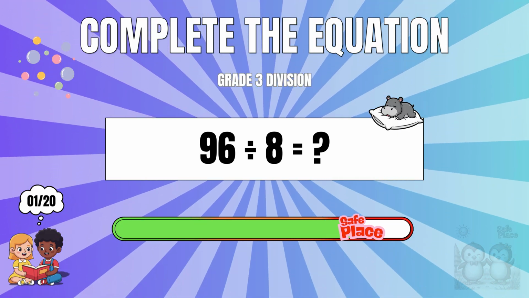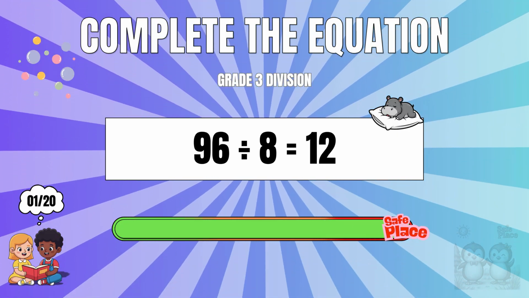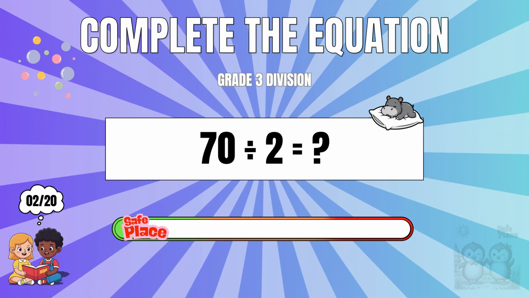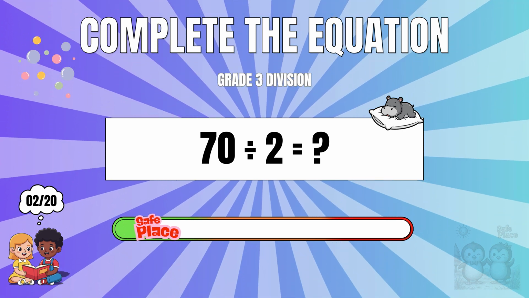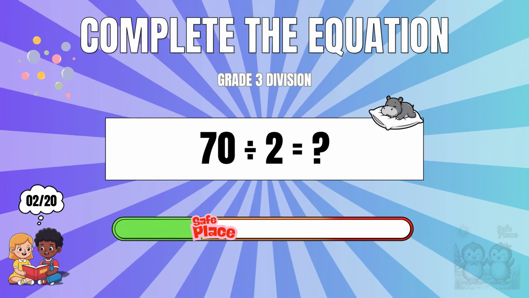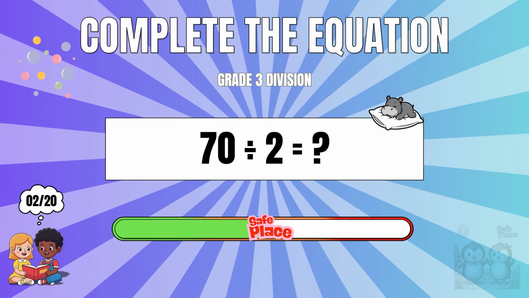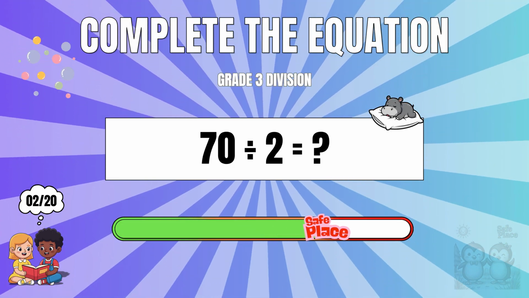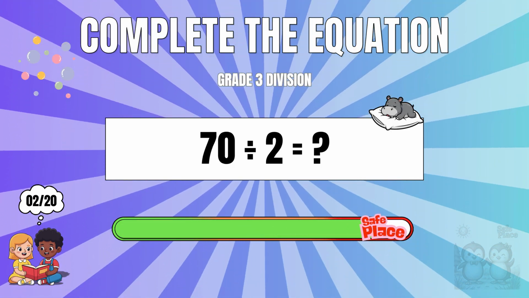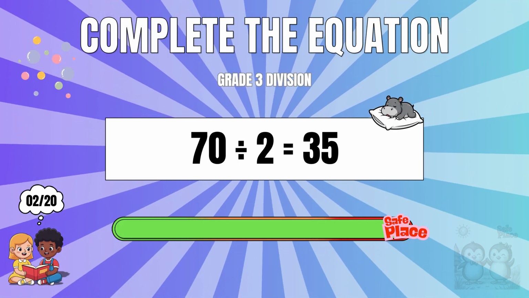Three, 2, 1. Well done! It's 12. Can you solve 70 divided by 2? Three, 2, 1. The answer is 35.